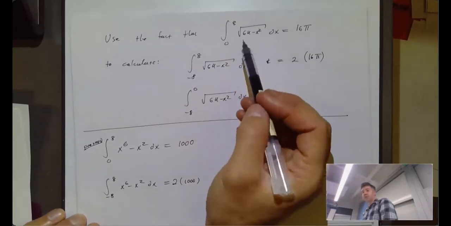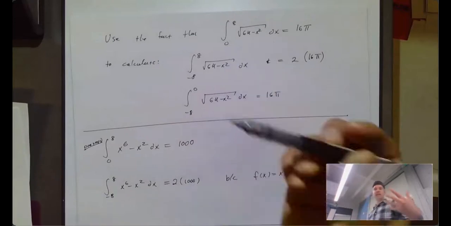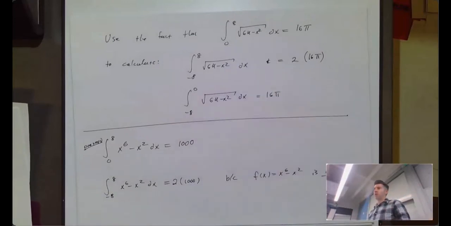This is also an even function, right? It has that even symmetry, so you're also welcome to double. It also is the top half of a circle, so you can use that fact as well. But that's kind of what I was going for. Is that even functions, you can totally just double them to get the area on the left and the right.